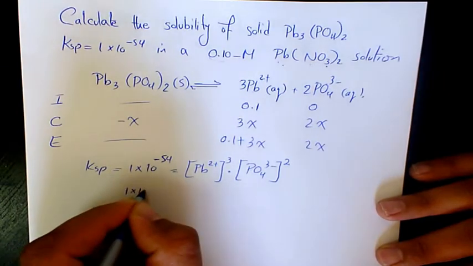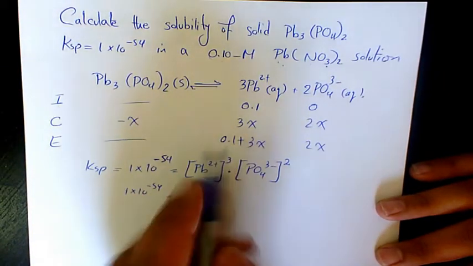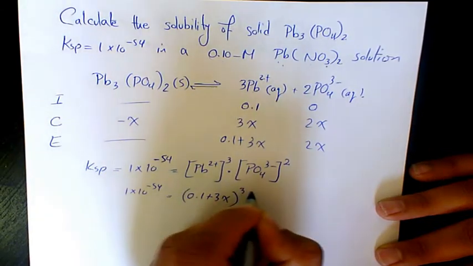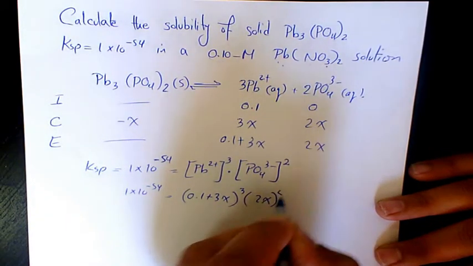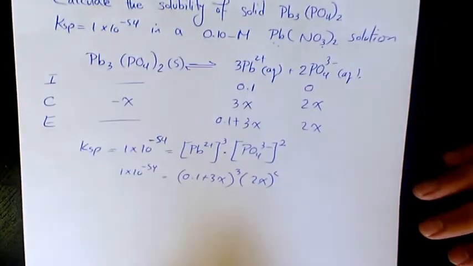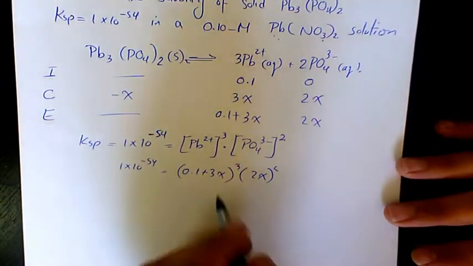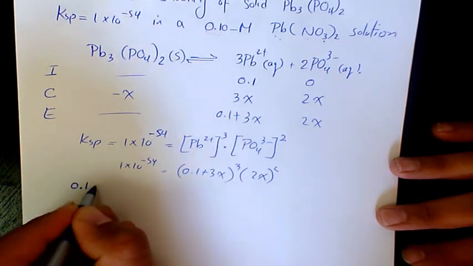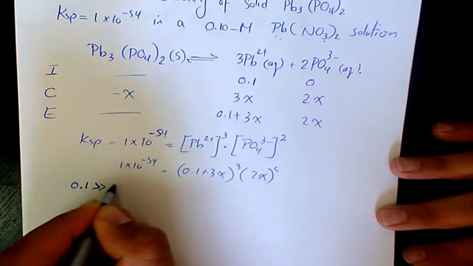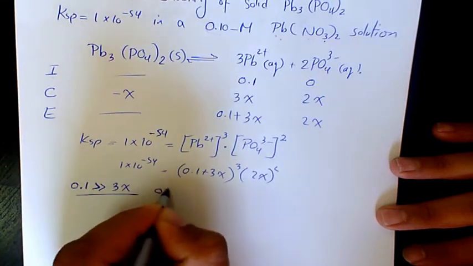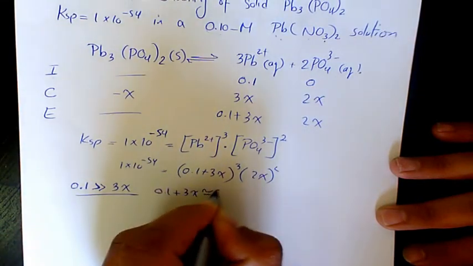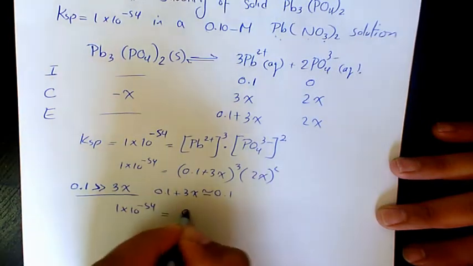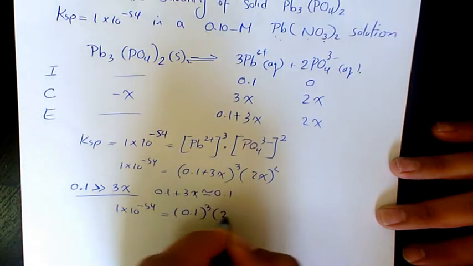So 1 times 10 to the power of negative 54. The concentration of lead is 0.1 plus 3x to the power of 3 times 2x to the power of 2. Again, as you see here, you can say 0.1 because the Ksp is a very small number. 0.1 is much smaller than 3x, so 0.1 plus 3x is going to be approximately 0.1. So 1 times 10 to the power of negative 54 equals 0.1 to the power of 3 times 2x to the power of 2.